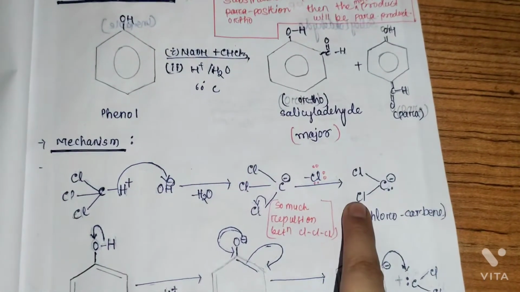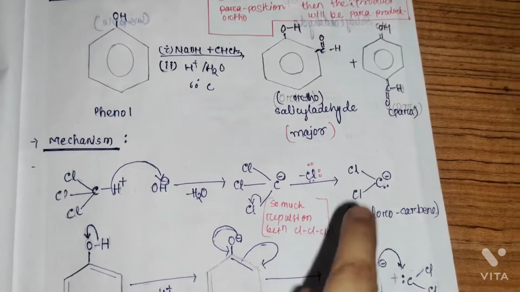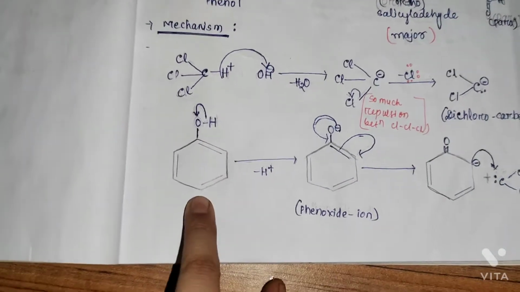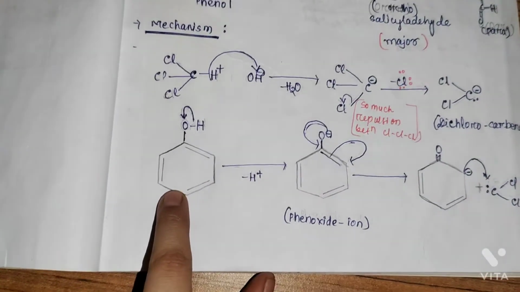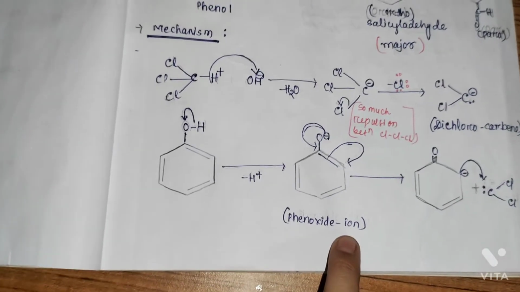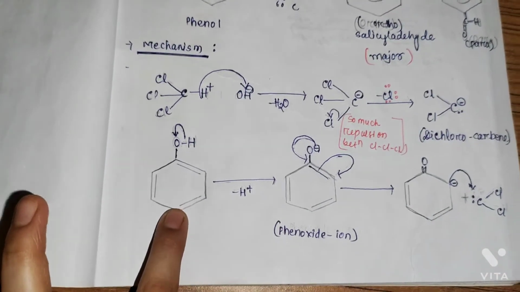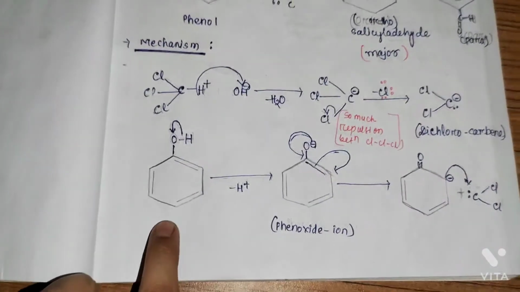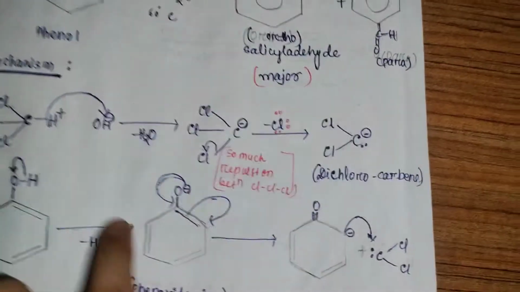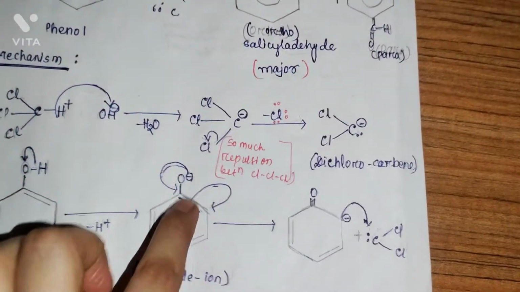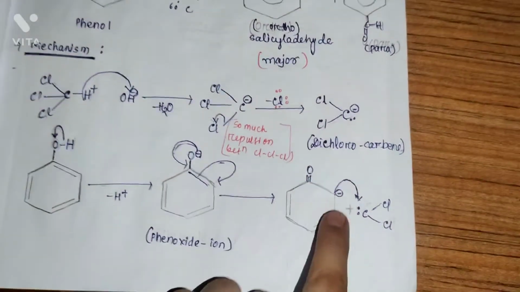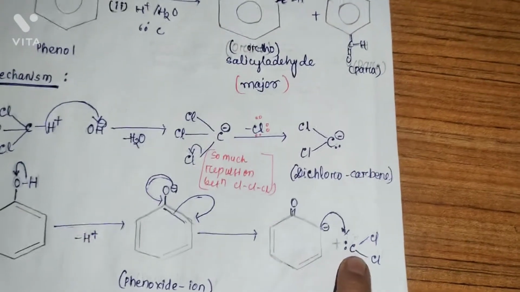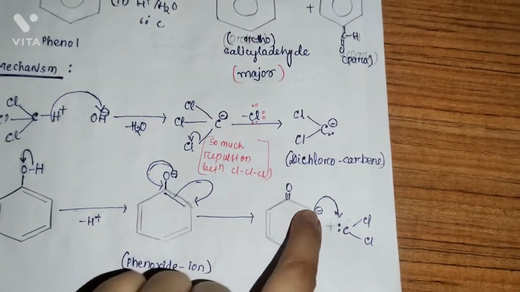Now this will be the next reactant which reacts with phenol. This is phenol. First it is converted into phenoxide ion. Why? Because phenol is less stable and phenoxide ion is more stable than phenol. So here, by resonance, this bond will shift here. Now this carbon will get negatively charged. Now the carbene, that is dichlorocarbene, will react with this carbon.